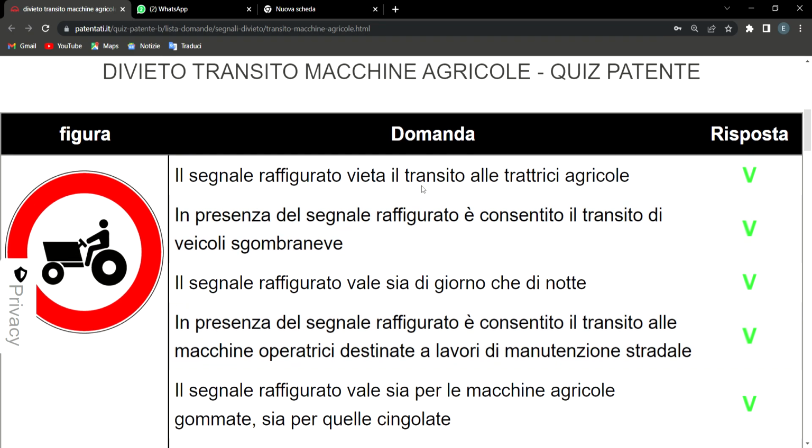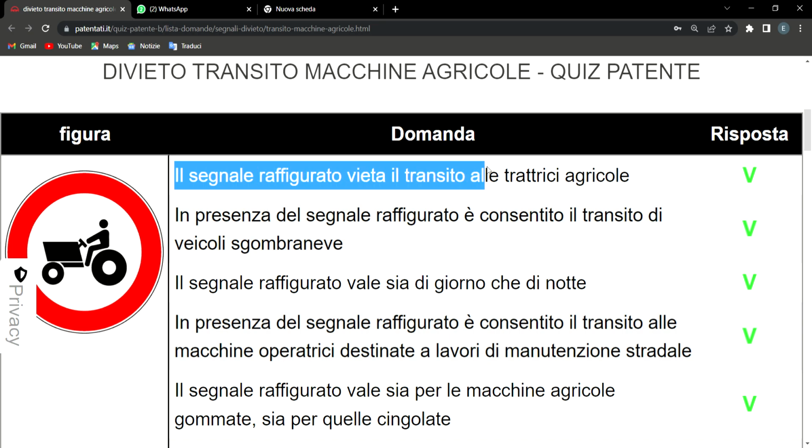So we have some various quizzes here. Number one quiz, it says il segnale raffigurato vieta il transito alle trattrici agricole, and the answer says vero. So let me explain to you the reason why this one is vero. First and foremost, let me interpret this in English.